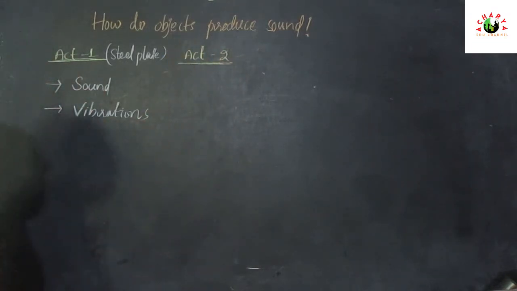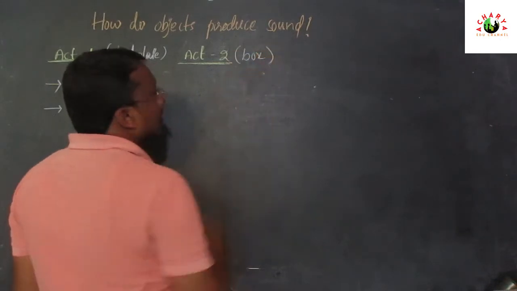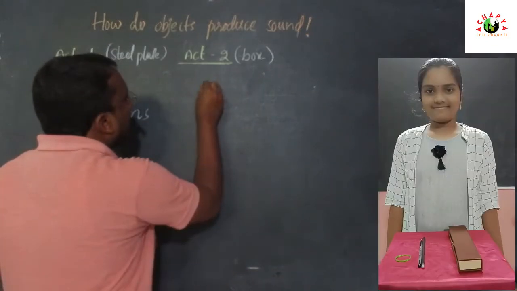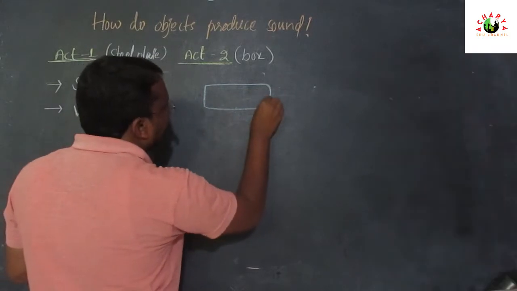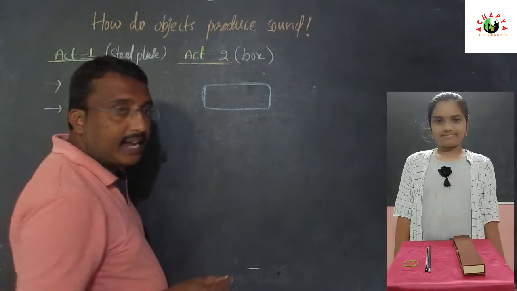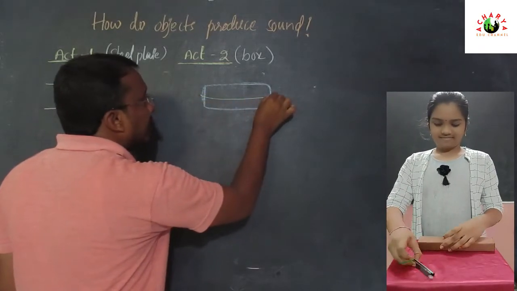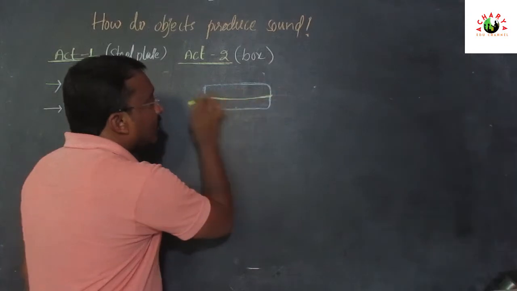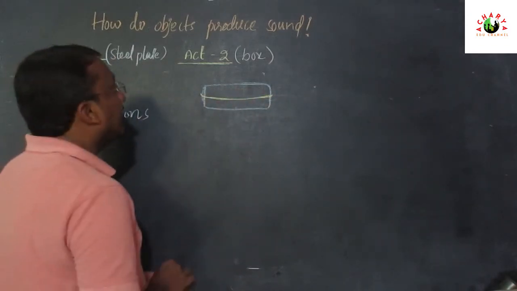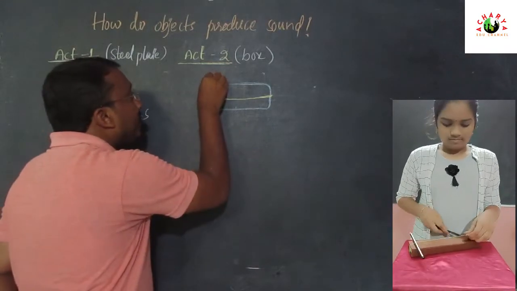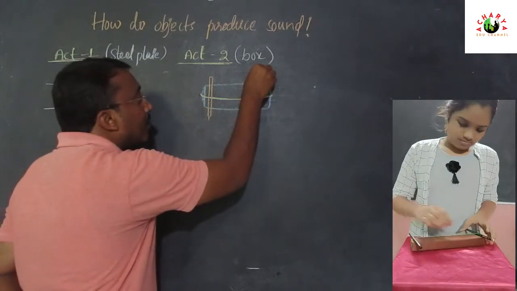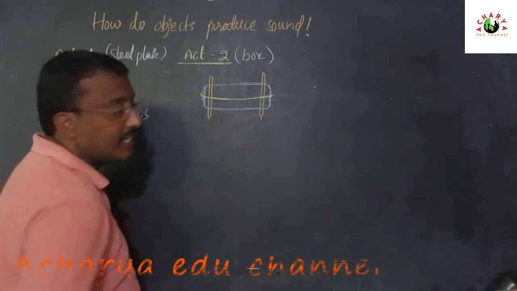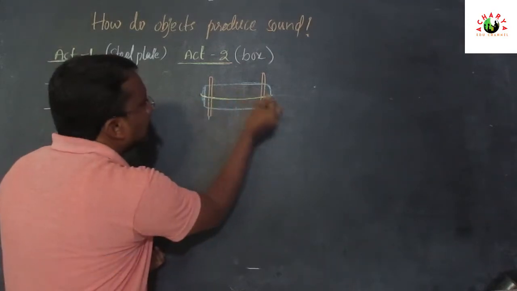In this activity, take a rubber band and a compass box. You can feel it, this is the compass box. Take a rubber band and stretch the rubber band along the longer side of the compass box. This is the longer side, this is the shorter side. Stretch the rubber band along the longer side of the compass box and insert two pencils between the rubber band and the compass box. I inserted two pencils in between the rubber band and compass box like this.